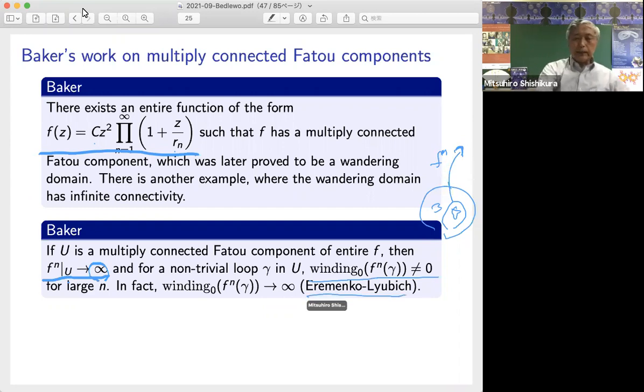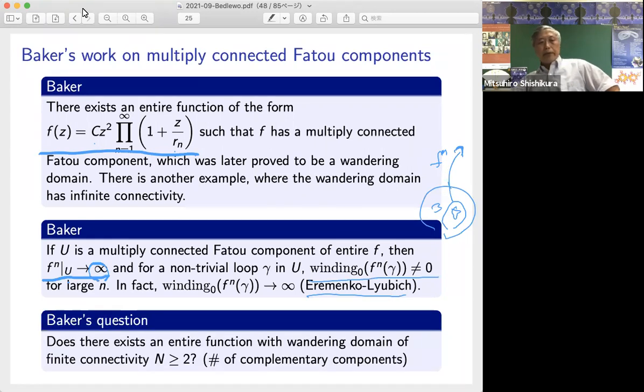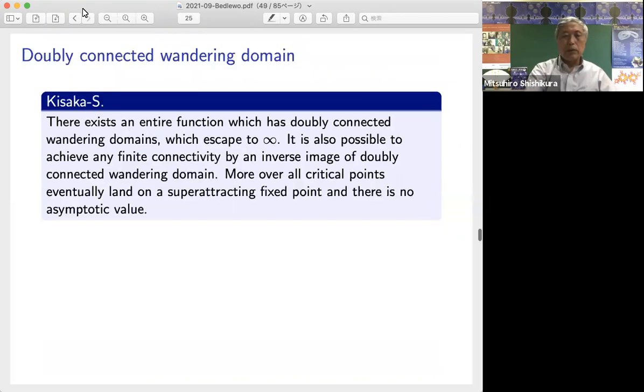Okay, this was learned from Kisaka. So Baker asked the question: does there exist an entire function with a wandering domain of finite connectivity? The infinite connectivity was already realized, so the question was the finite connectivity. And so I worked with Kisaka so that we can create a doubly connected wandering domain.